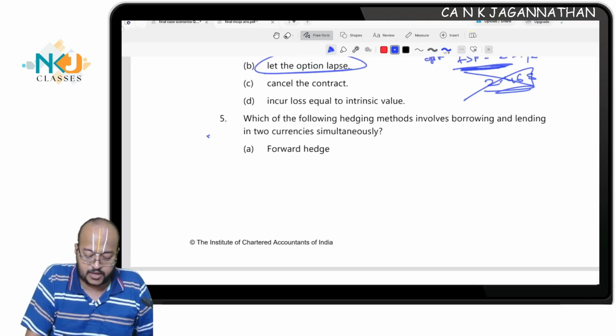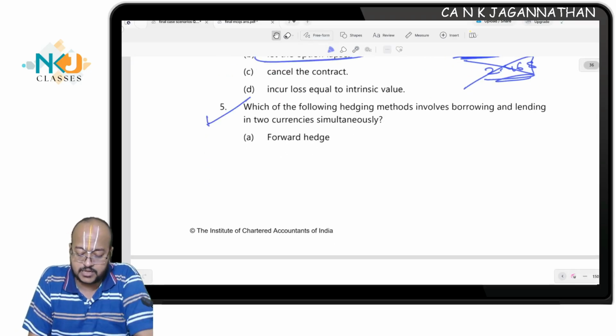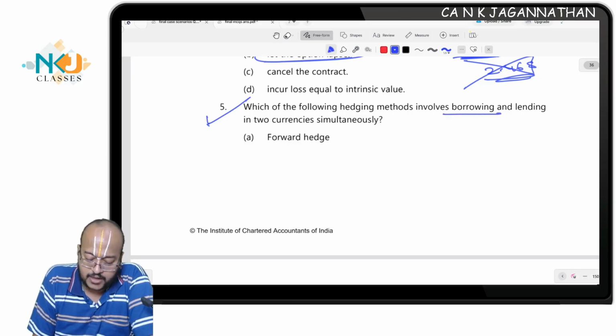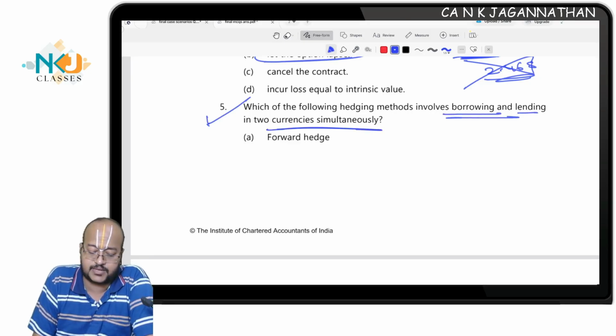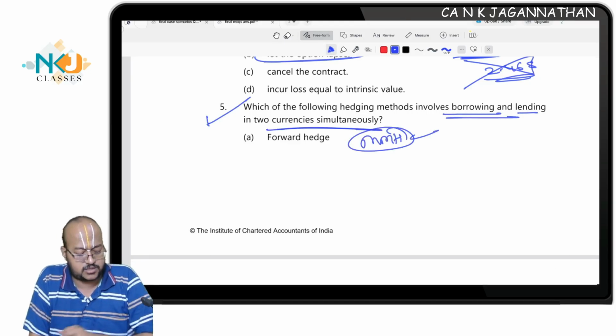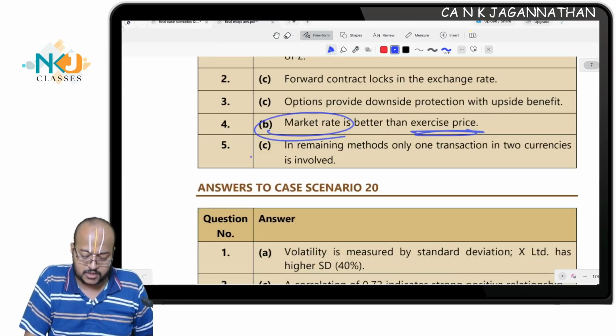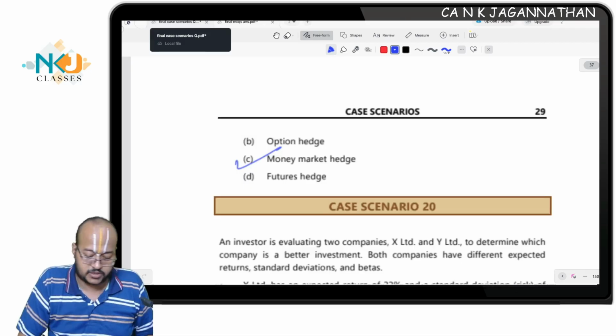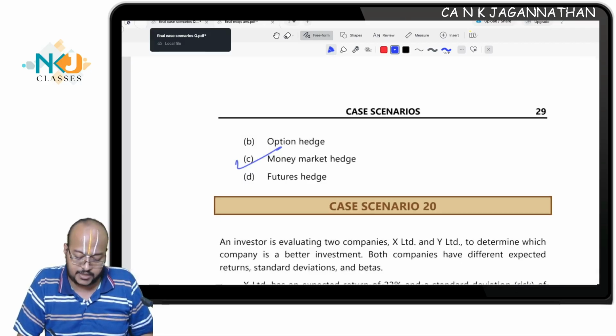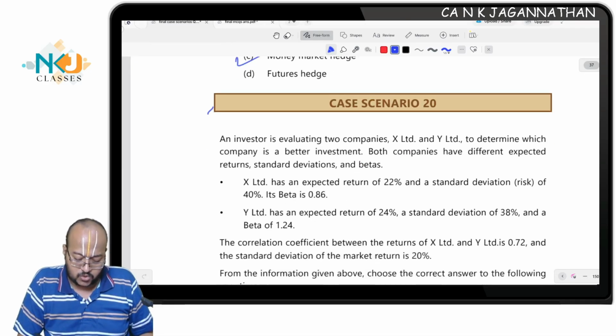Next, question number 5. Which of the following hedging methods involve borrowing and lending two currencies simultaneously? Obviously, money market hedges. You already know that C is the solution. Yes, C is the solution for this question. Are you all comfortable? Shall I move on to the next case? Case scenario number 20.